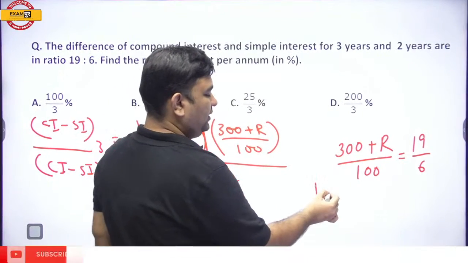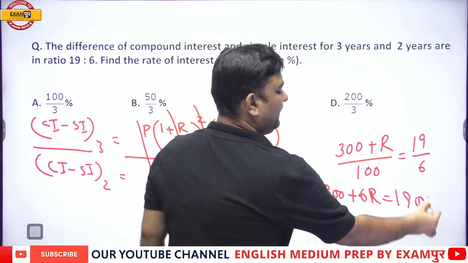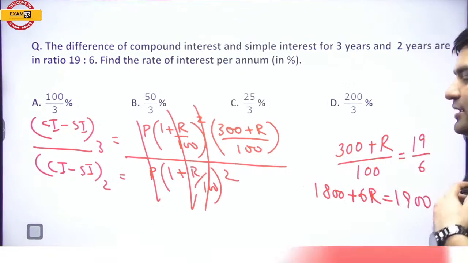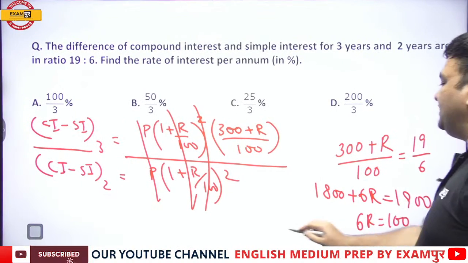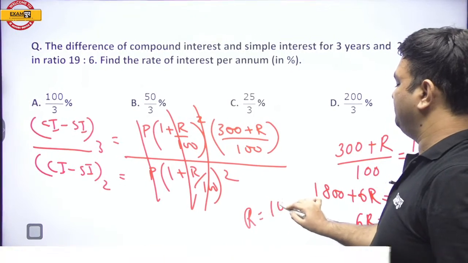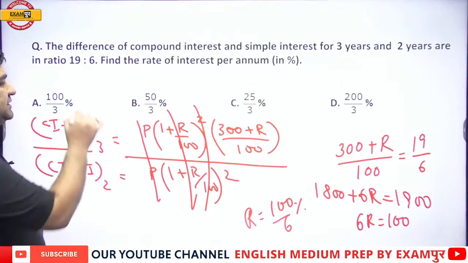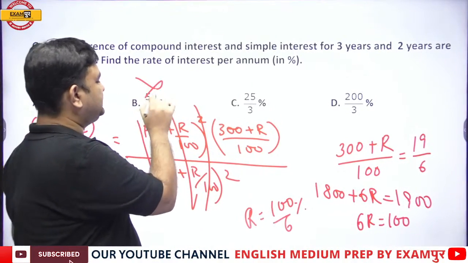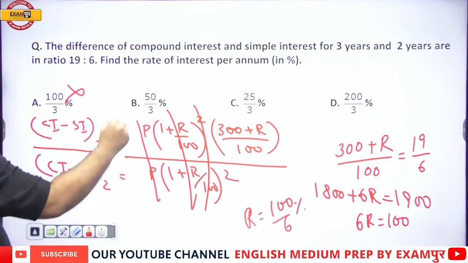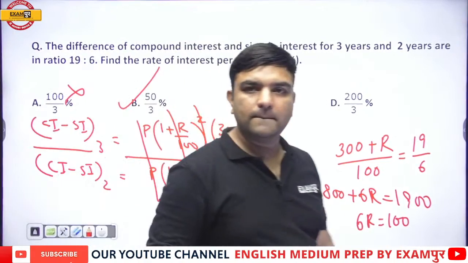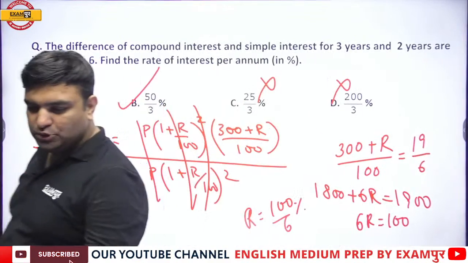Just cross multiply. 1800 plus 6R is equal to 1900. So 6R is equal to 100. R is 100 by 6%. Yeah, this can be. 100 by 6 is 50 by 3. Please do watch out.